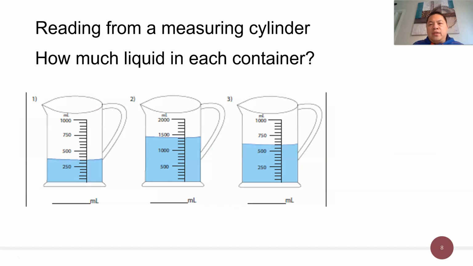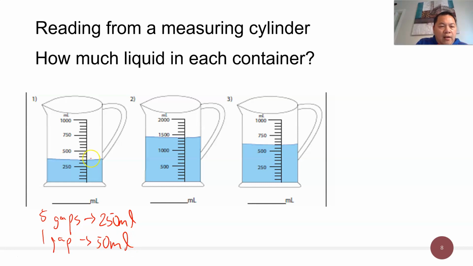Okay, what about measuring cylinder? It's almost the same skills, but now there are different types of measurements on the measuring scale. For example, in this case, from 250 to 500, there are 5 gaps here. So 5 gaps is 250 ml, so one gap is actually 50 ml. There are 2 gaps here, so 50 times 2 is 100. 100 plus 250, that's how you get 350 ml.